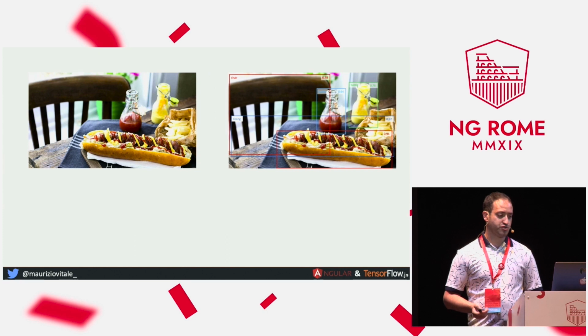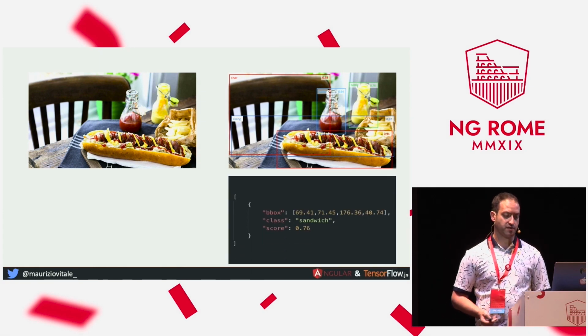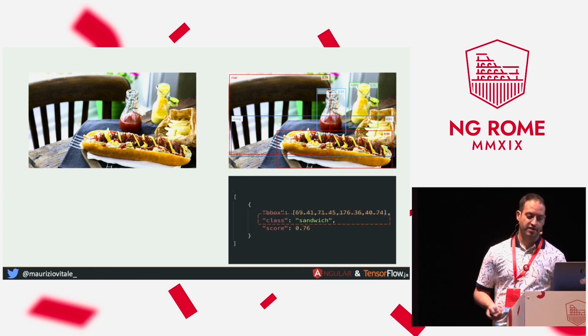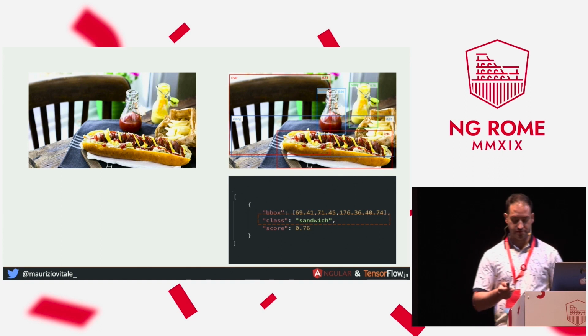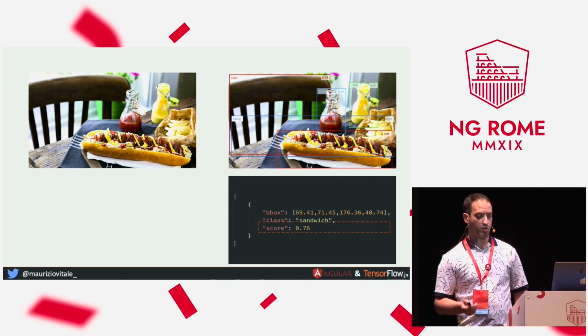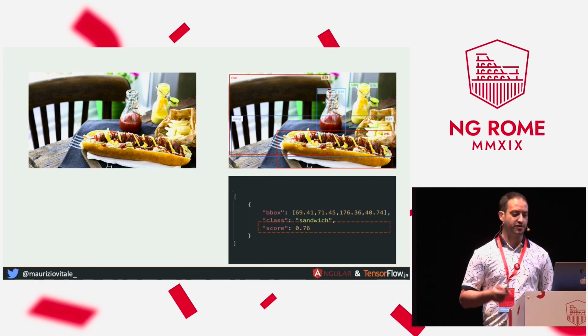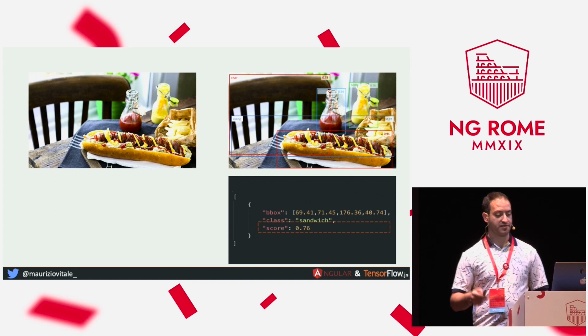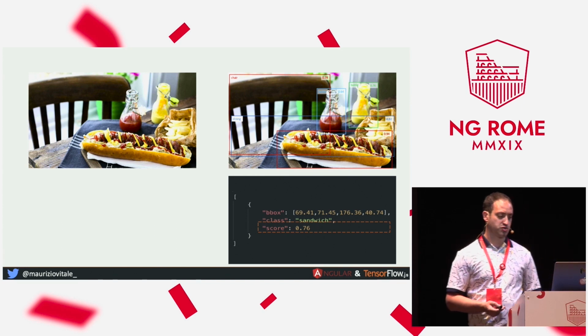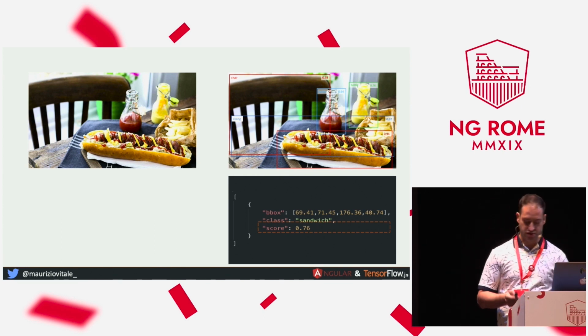Each of these objects can be represented in a JSON format. And this is how we store it. We have the position of the object, the name, and the score. The score is a value between 0 and 1, which indicates how likely the object represents that particular class. For example, in this case, the model is 0.76% sure that that object is a sandwich.